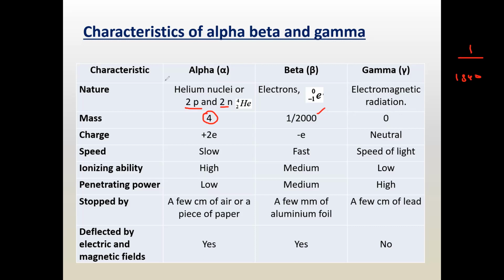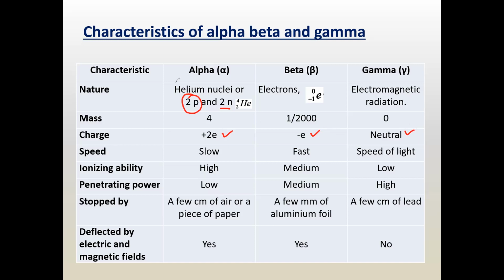What about the charge? Alpha consists of two protons and two neutrons. Neutrons are neutral. Neutrons do not have charge. Protons are positive. Because there are two protons, it is +2, like twice the charge of an electron. That's why it is written +2e. What about the electron? Electron is negatively charged, and gamma radiation, being electromagnetic radiation, doesn't have mass and doesn't have charge.